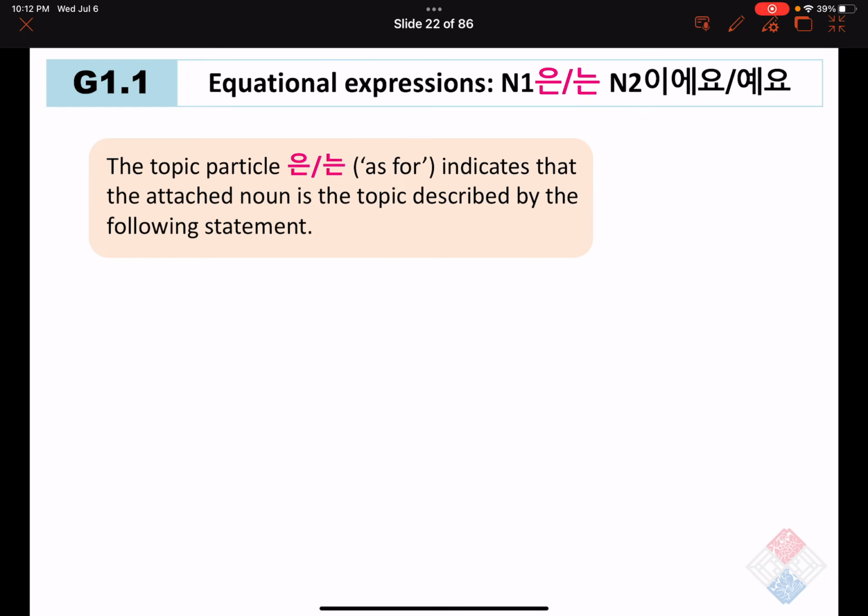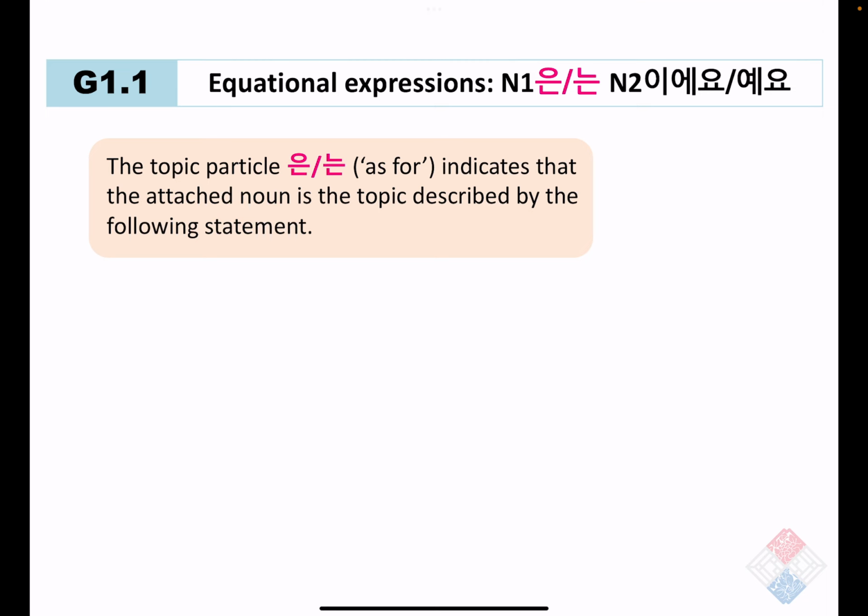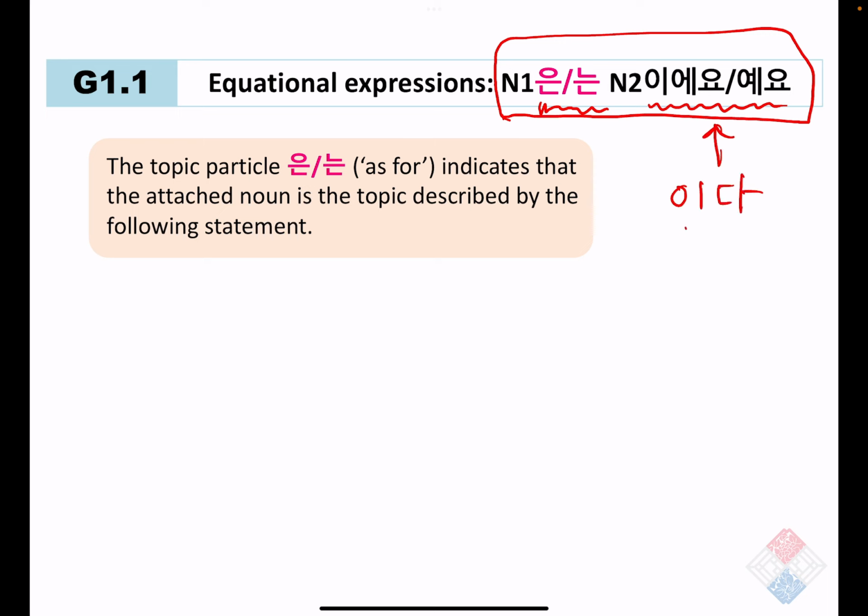The topic particle 은/는 indicates "as for." So this is the equational expression that I was talking about. So noun 1 and noun 2. Noun 1 is followed by the topic particle 은 or 는. Noun 2 is followed by the conversational form of the verb 이다, to be: 이에요 or 예요. 은 is used when noun 1 ends in a consonant, 는 when noun 1 ends in a vowel, and then 이에요 when noun 2 ends in a consonant, and 예요 when noun 2 ends in a vowel.